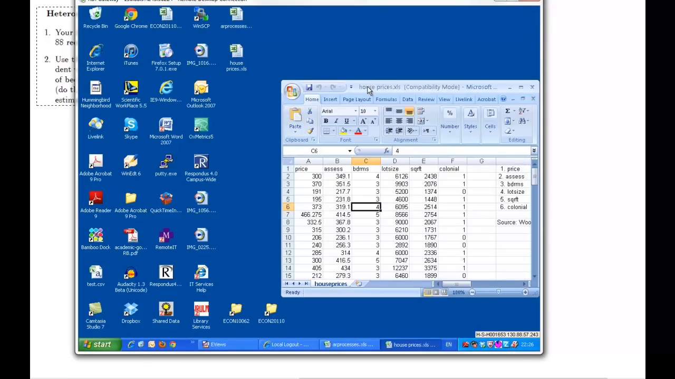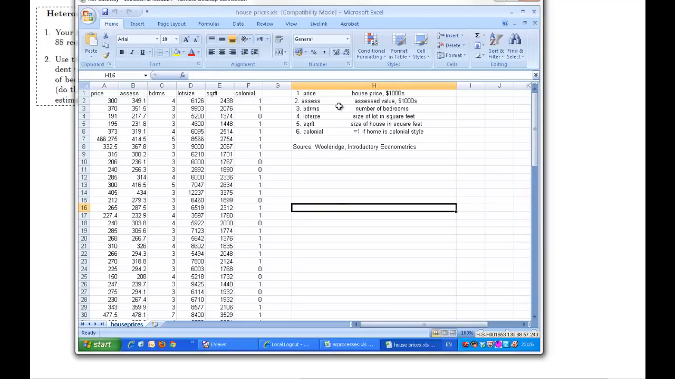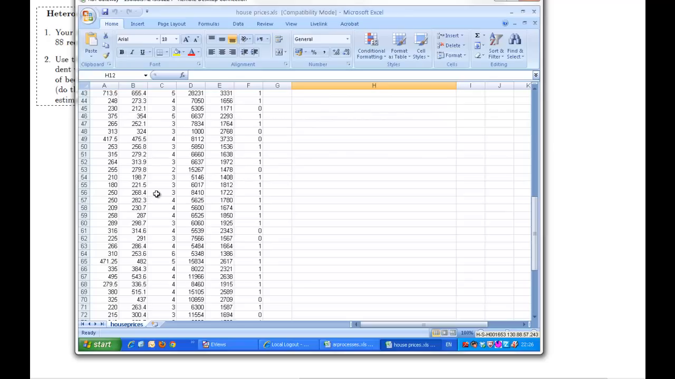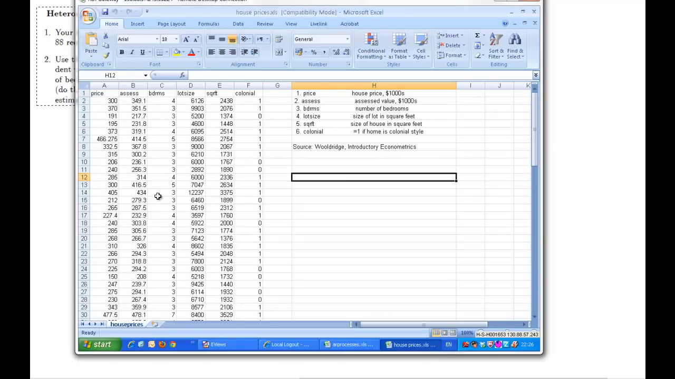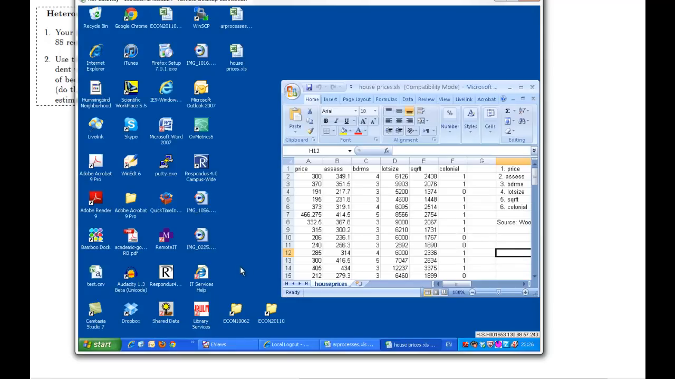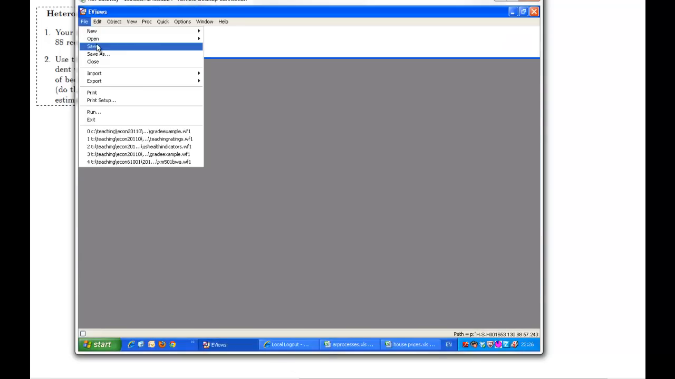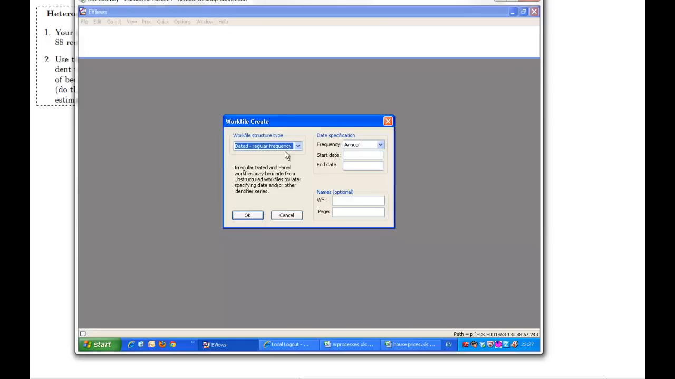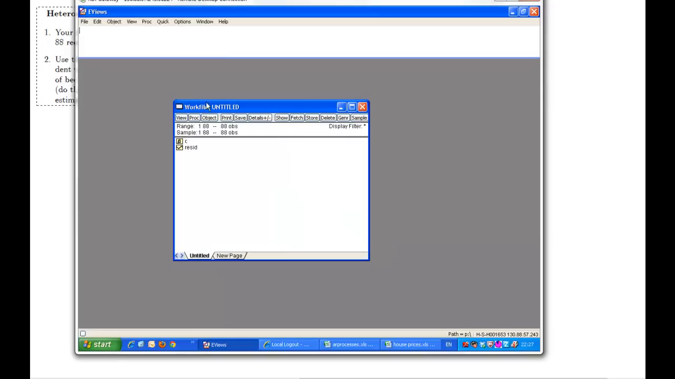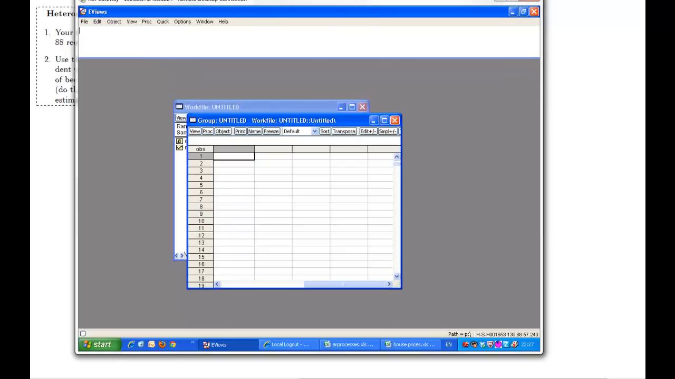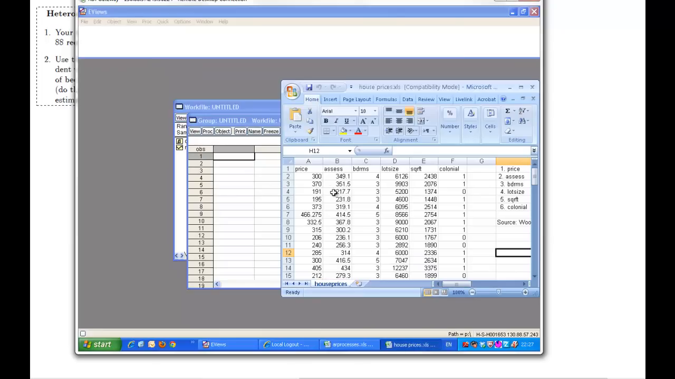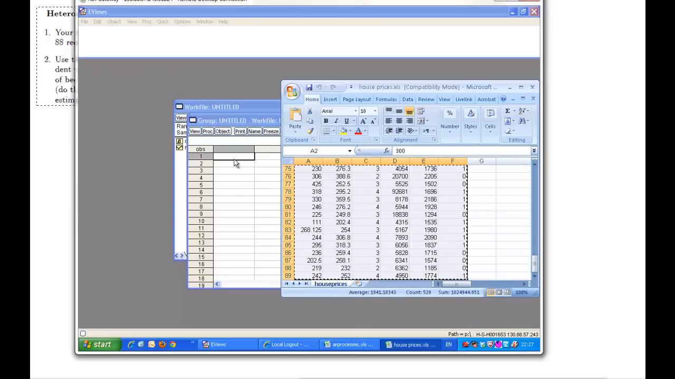You can see the data here are prices, assessed value, bedrooms, lot size, square feet, house size, and whether it's a colonial style or not. And if we look down, we have 88 observations. So let's go to EViews and open a new workfile. Let's just get all the data in.